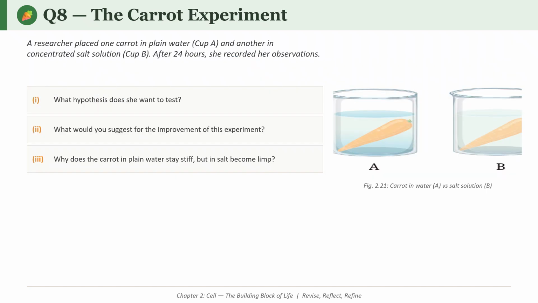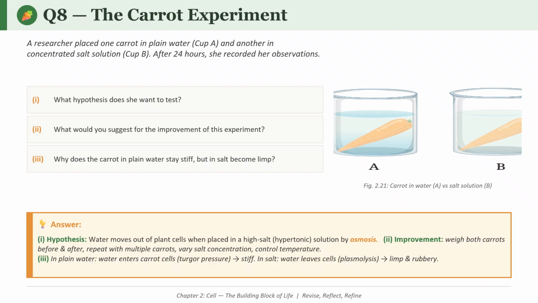So next is a carrot experiment. A researcher placed one carrot in plain water, cup A, and another in concentrated salt solution, cup B. After 24 hours, she recorded her observations. What hypothesis does she want to test? What would you suggest for the improvement of this experiment? And why does the carrot in plain water stay stiff but in salt becomes limp?